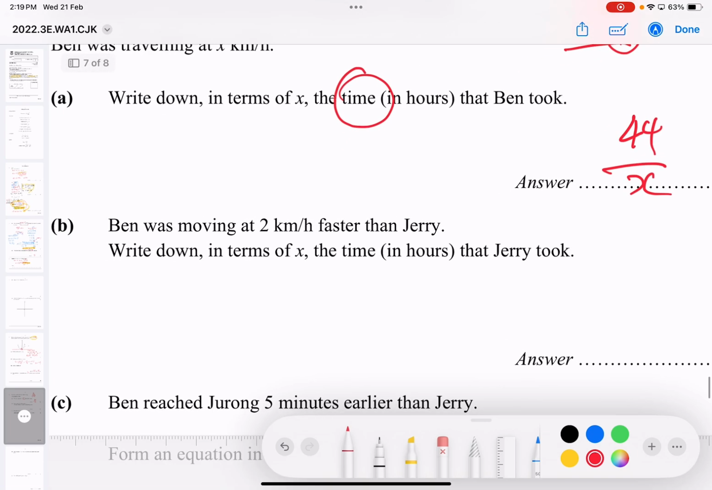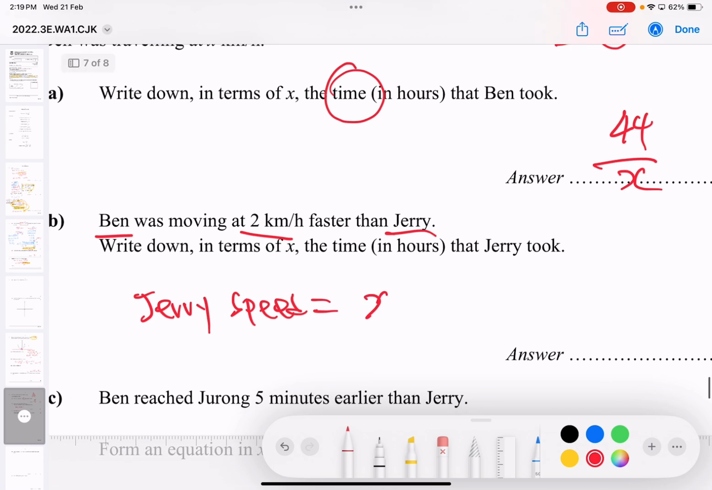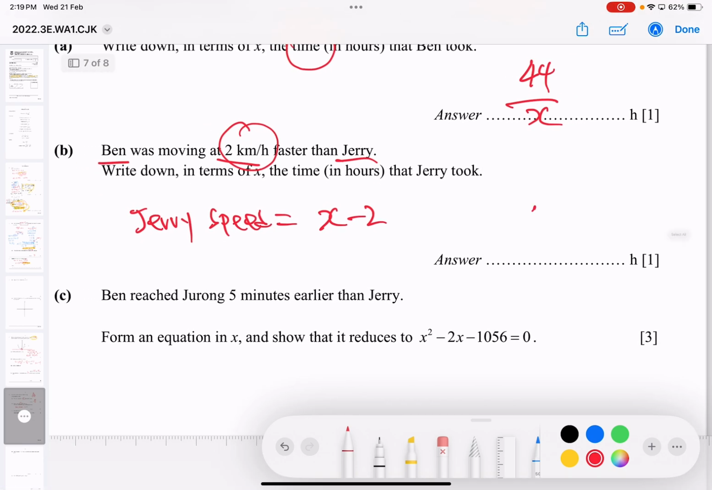Now part B. Ben moves 2 km faster than Jerry. So what is Jerry's speed? Jerry's speed is x minus 2, because Ben is 2 kilometers per hour faster. That means Jerry is 2 kilometers per hour slower. So his speed is x minus 2. So this one will be 44 divided by x minus 2.